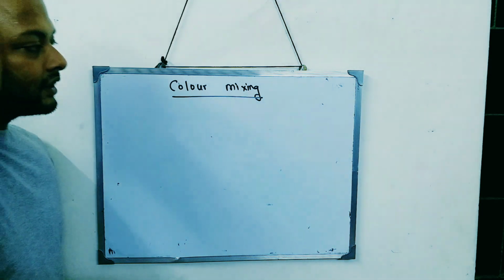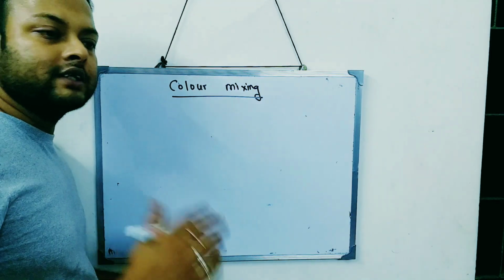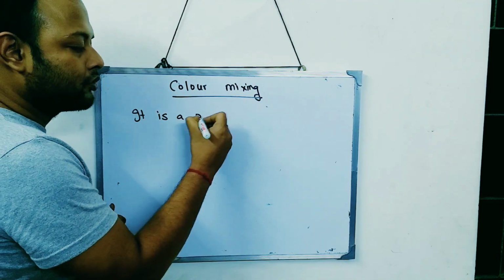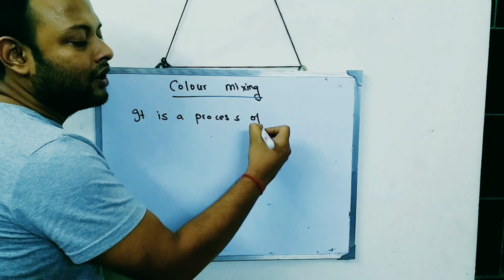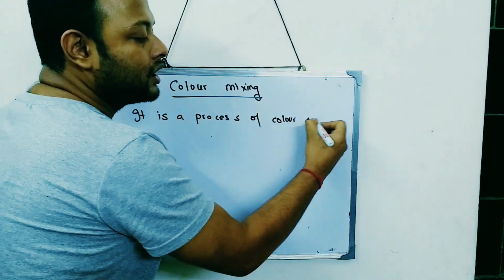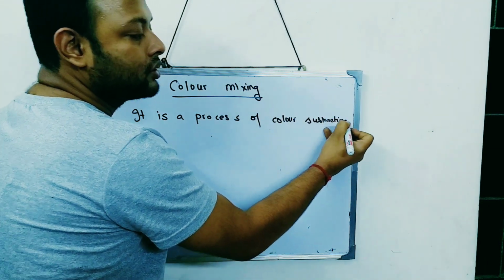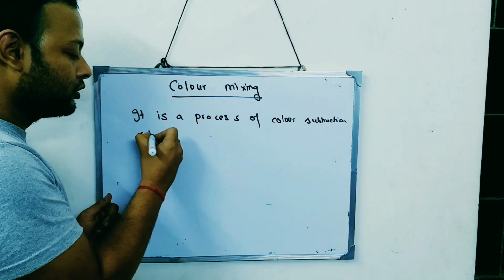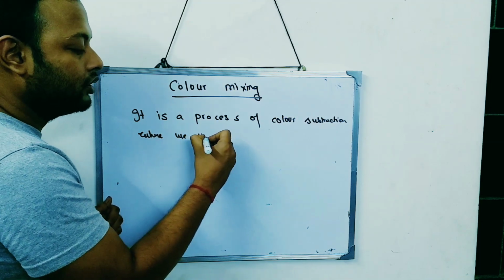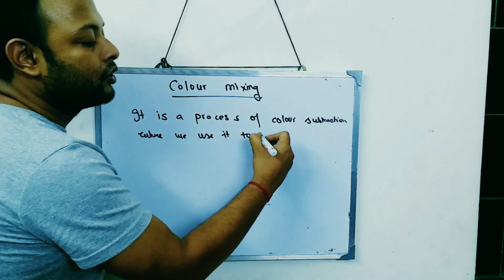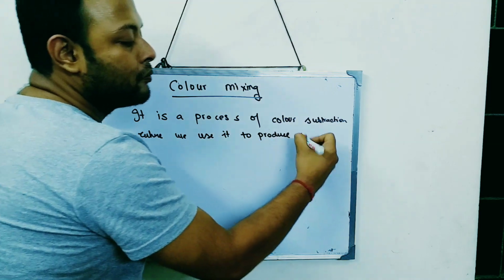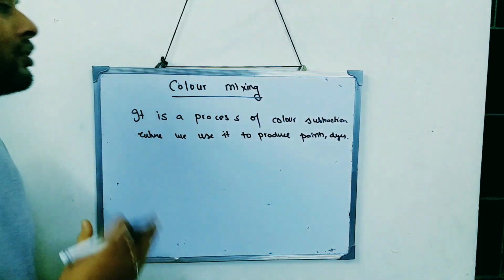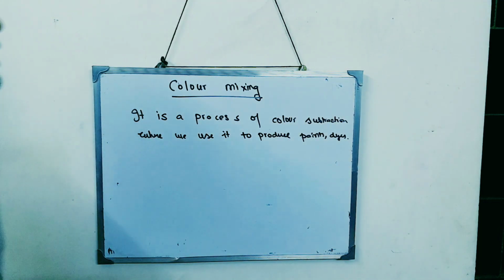In this video, we'll discuss what color mixing is. Color mixing is a process of color subtraction. It is a process of what? Color subtraction. It's a process of color subtraction where we use it to produce what? Paints and dyes.